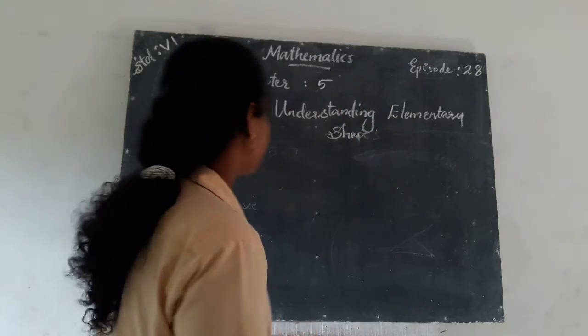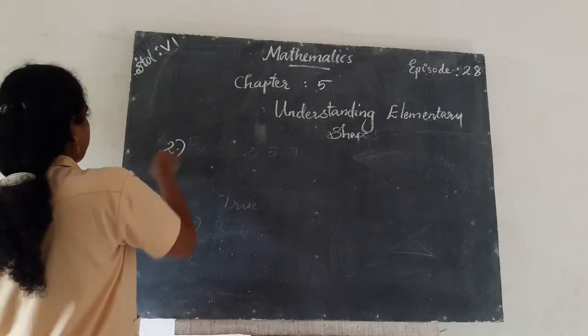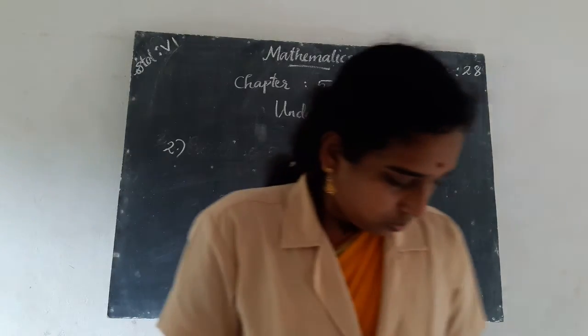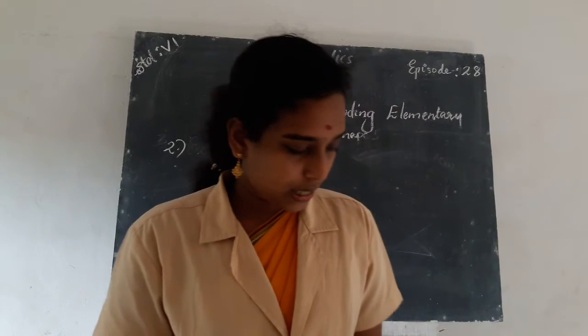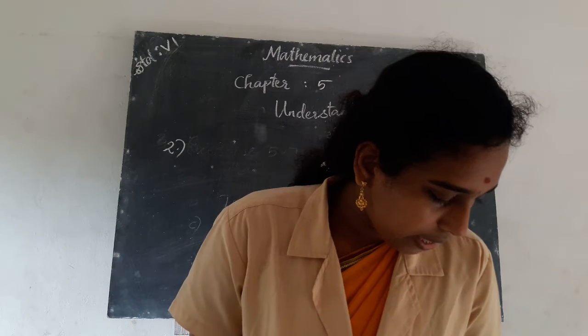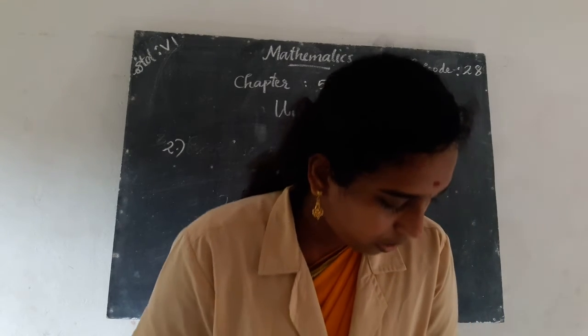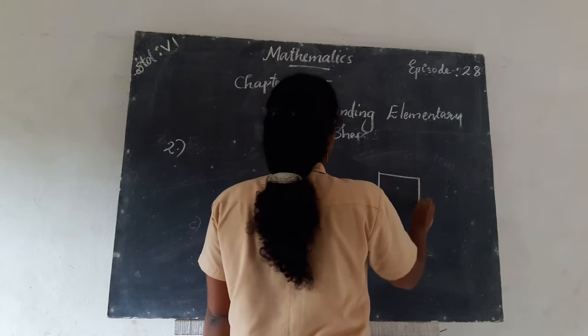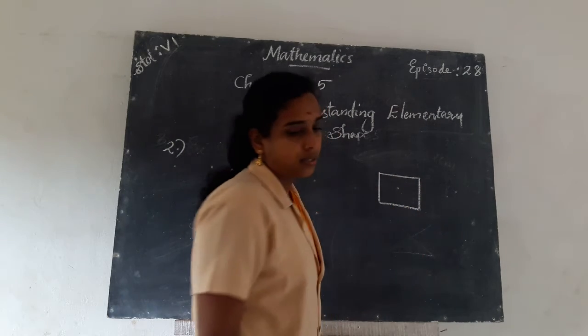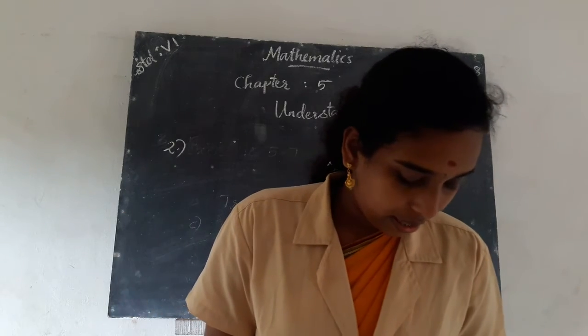Then next question, number 2. Give reason for the following questions. The first question is, a square can be thought of as a special rectangle. If we draw a square, then it is considered as a special rectangle.